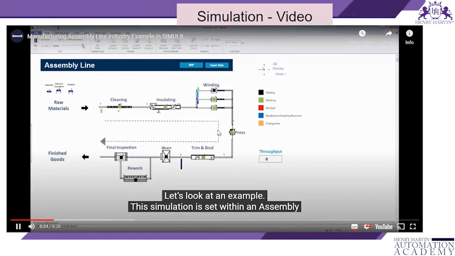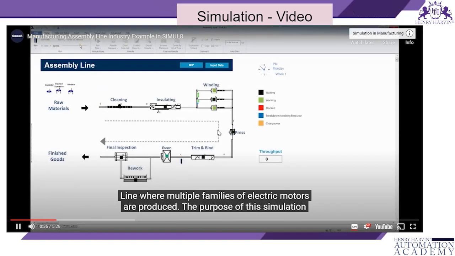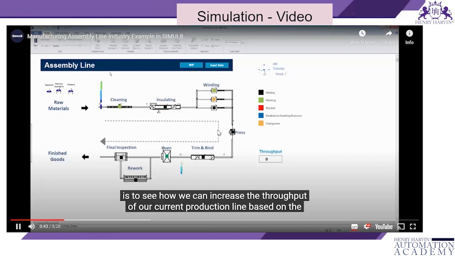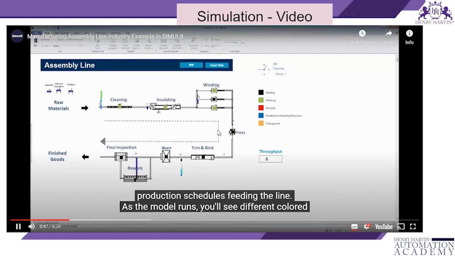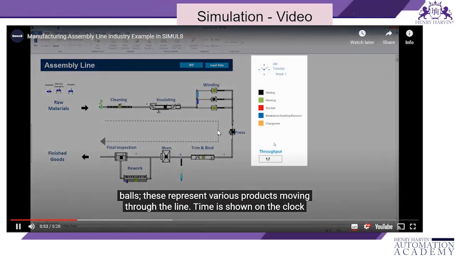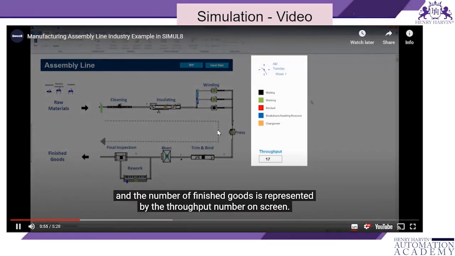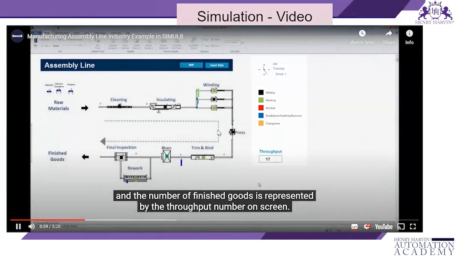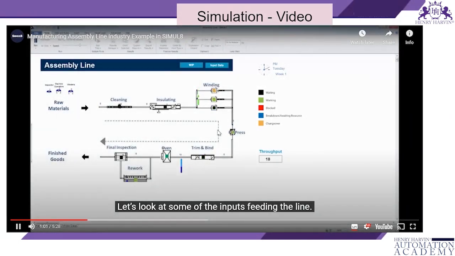This simulation is set within an assembly line where multiple families of electric motors are produced. The purpose of this simulation is to see how we can increase the throughput of our current production line based on the production schedules feeding the line. As the model runs, you'll see different colored balls. These represent various products moving through the line. Time is shown on the clock, and the number of finished goods is represented by the throughput number on the screen. Let's look at some of the inputs feeding the line.